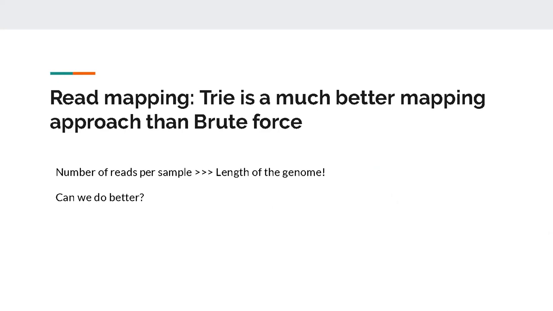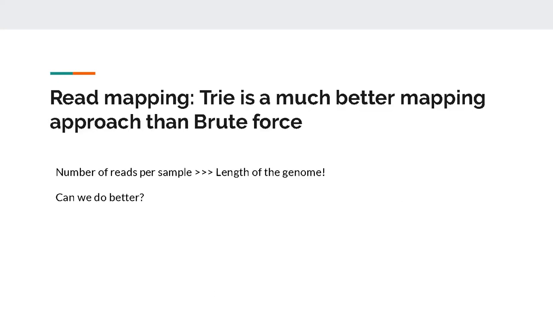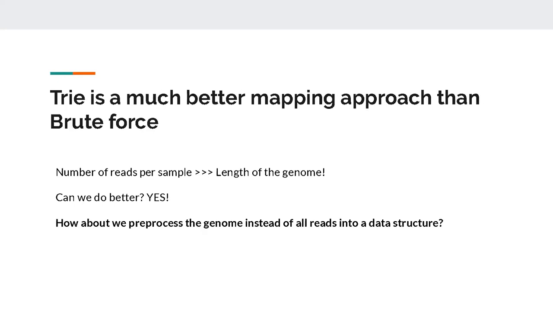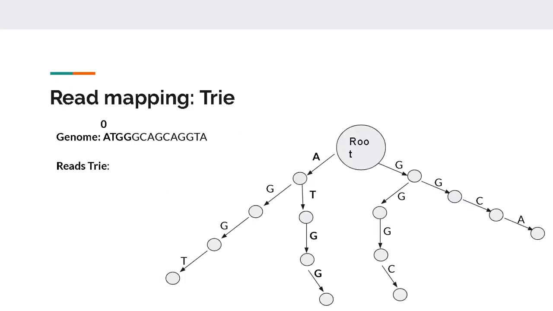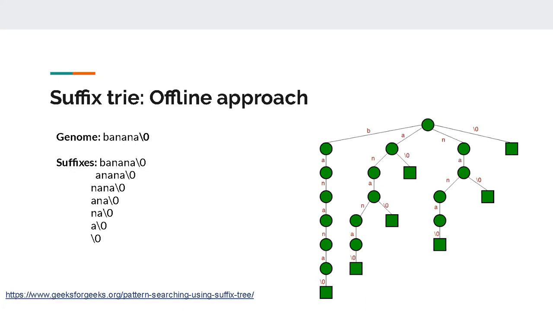So now you can imagine that this technique is still going to take a large amount of time. So then we can ask, can we still do better? The answer is yes. What we can do is, because your genome is shorter as compared to the number of reads, how about we make a data structure out of the genome itself and not the reads? So we can pre-process the genome instead of all the reads into the data structure. What we call that thing is a suffix tree, and it's also called an offline approach. So whenever you pre-process a genome, it is called an offline approach.